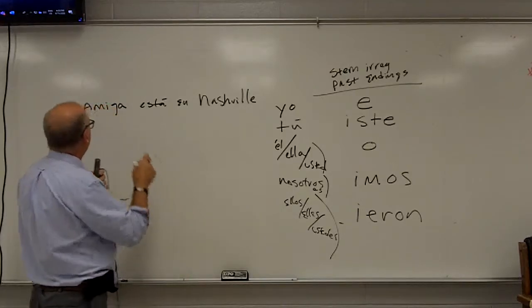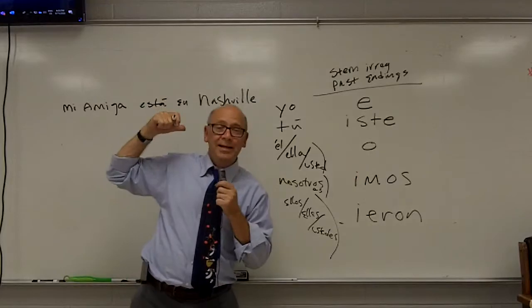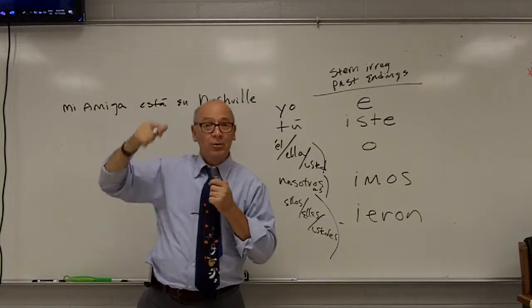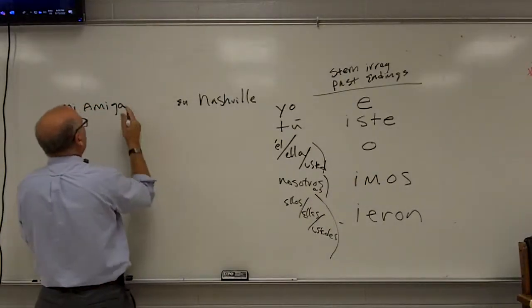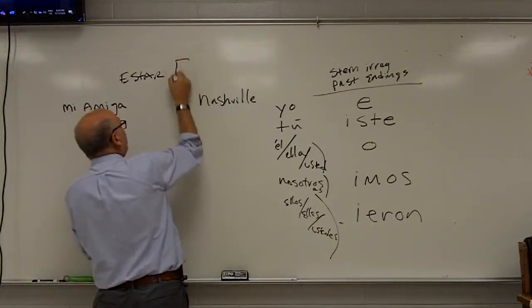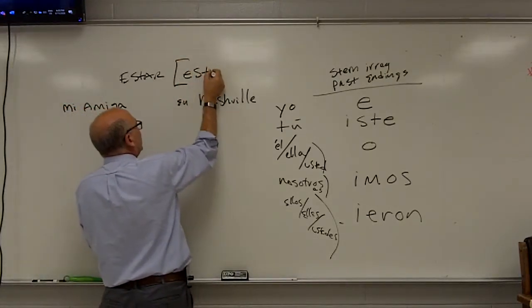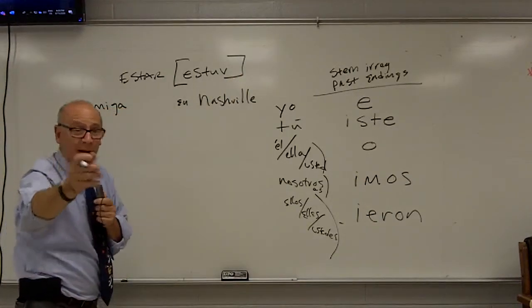All right, now, my friend is in Nashville. What if I want to say my friend was in Nashville? Not anymore, but he was in Nashville. Well, now what are we going to do? We know that we're using the verb estar. Estar has the stem E-S-T-U-V. That's the stem.